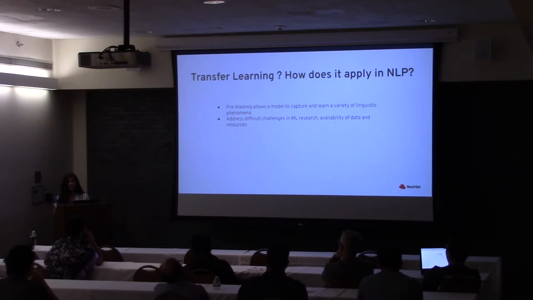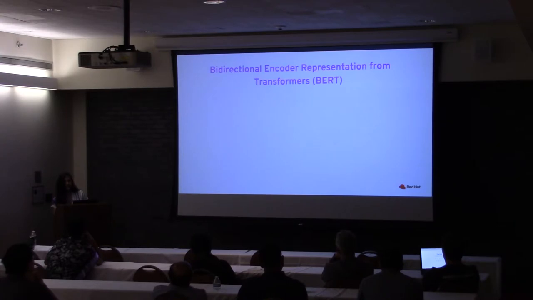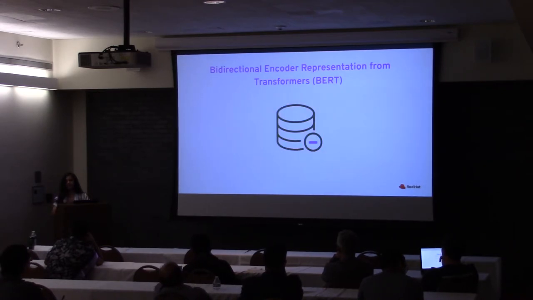But this idea is also exciting because we are not only aiming to build a universal model, we are also addressing some of the difficult challenges in ML research, that is, availability of data and resources and computational expense mainly. So one of the primary researches in this domain was the Bidirectional Encoder Representations from Transformers, BERT. This was a really revolutionary technique in using transfer learning in NLP, and it was released last year.